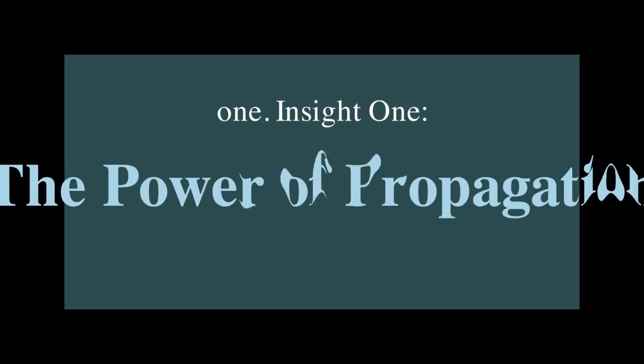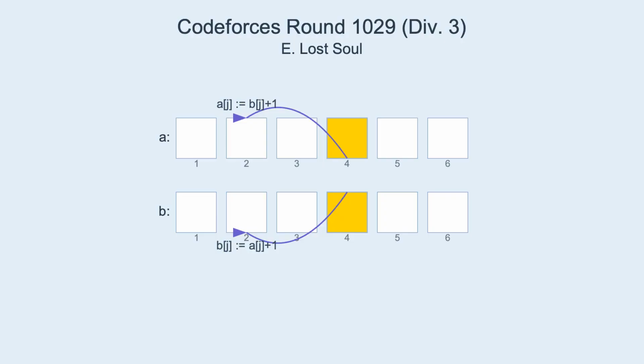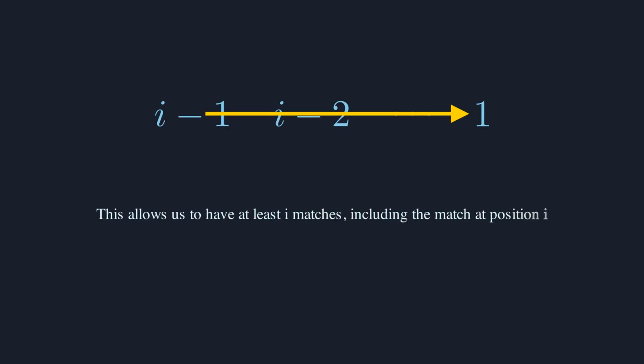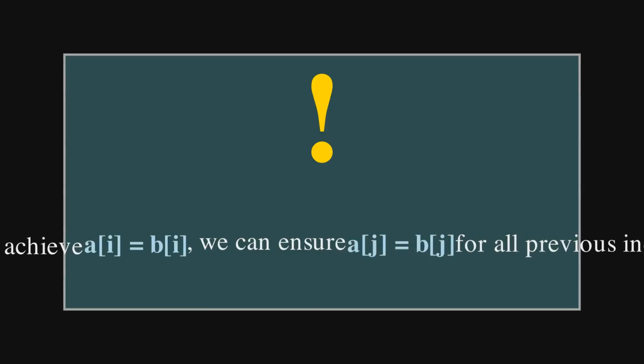The power of propagation. If a match exists at position i, then we can have at least i matches. The solution states we can repeatedly set a_j to b_j plus 1, and b_j to a_j plus 1 for all j, where j starts as i minus 1 and goes backwards. This allows us to have at least i matches, including the match at position i. This is a powerful claim. It suggests that if we achieve a_i equals b_i, we can ensure a_j equals b_j for all previous indices.